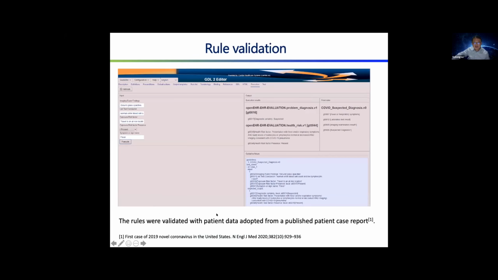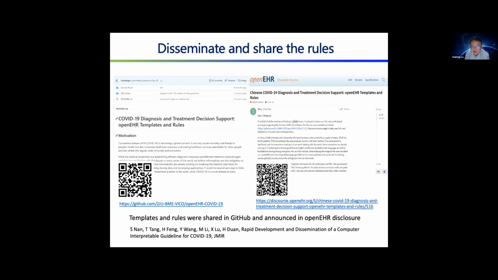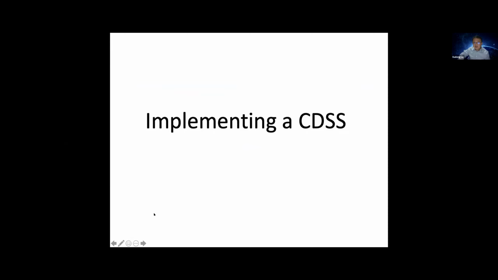The rules are validated using real patient data from already published patient case reports. Because the purpose is to share this knowledge, we have published these rules on GitHub, and they can be found at this internet link. Using these rules, we have developed clinical decision support tools.